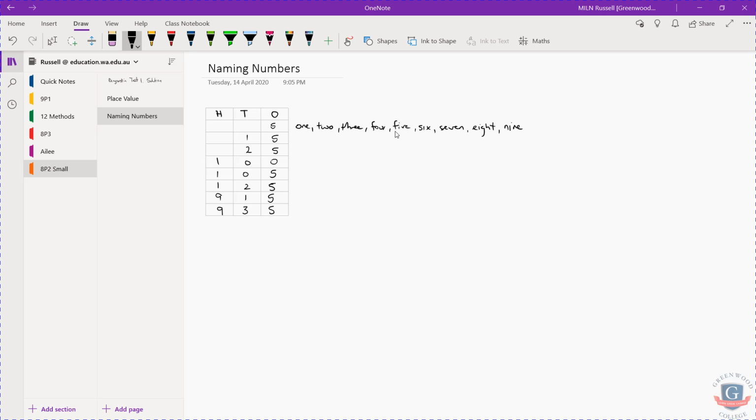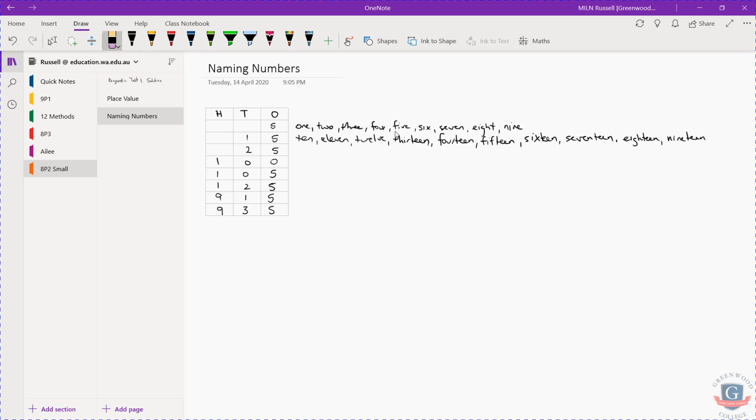Now when we get into the teens, or where we've got 1 ten and some ones, they have some different rules. So we have 10, 11, oops, I wrote 11, I should write it as 11, 12, 13, 14, 15, 16, 17, 18, 19, and we should stop there.